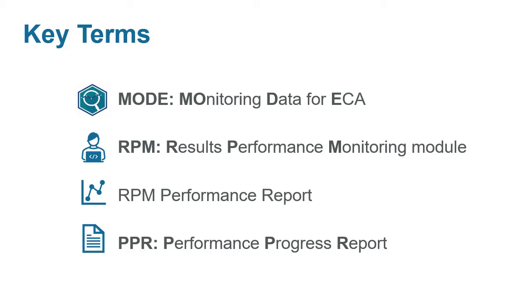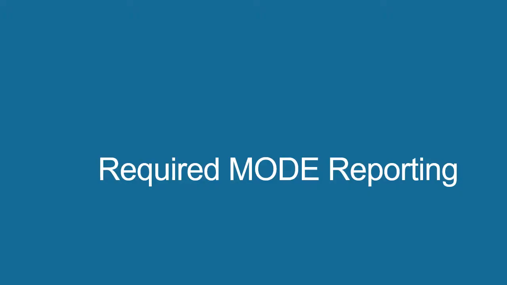The RPM Performance Report is located within the RPM module. It does not replace the PPR, so you should confirm with your ECA Program Officer or GOR if you aren't sure whether or not you need to submit a PPR. The rest of this presentation will discuss MODE data requirements specifically, not other reporting requirements that may exist for your award.